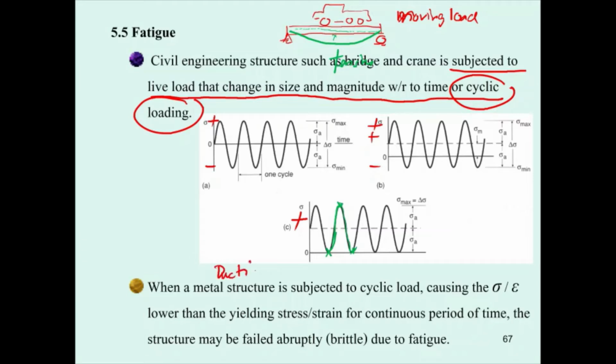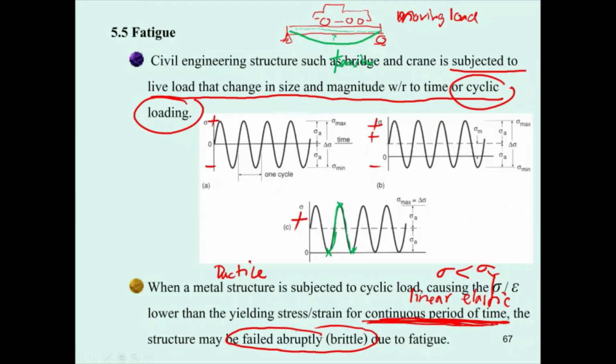Usually a ductile material is going to have progressive failure. But when it is subjected to a stress less than the yielding stress, that means it is still in the linear elastic range, but it is subjected to this stress for a continuous period of time, the material just gets fatigued and the failure occurs as an abrupt failure. That is a kind of brittle failure due to the fatigue. This is an important behavior that we need to be very careful about.